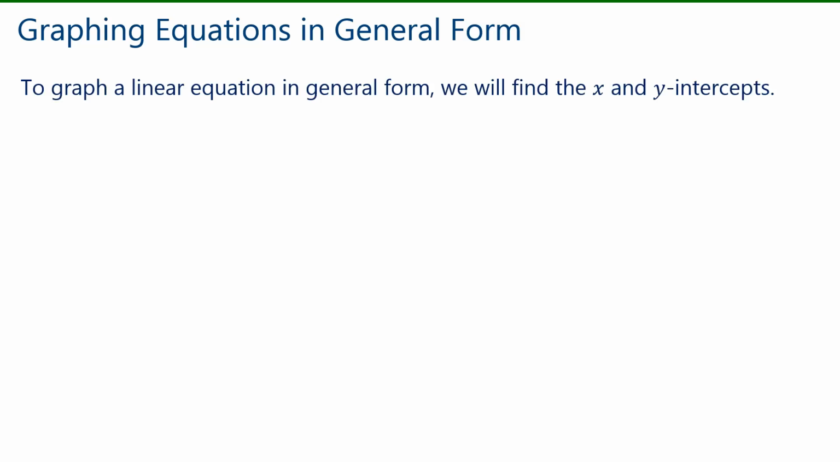So now to graph a linear equation in general form, we're going to be finding the x and y intercepts. When we graphed equations in slope point form and slope intercept form, we always used our slope to help us plot some points. But as noted previously, we can't easily identify the slope when an equation is in general form. So instead, we're going to determine the x and y intercepts.